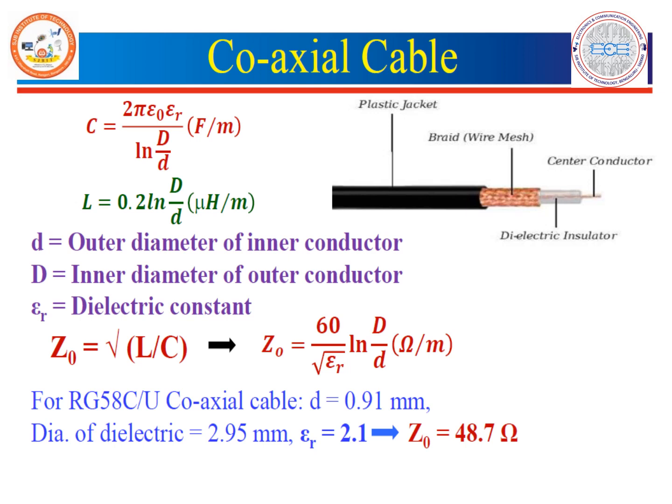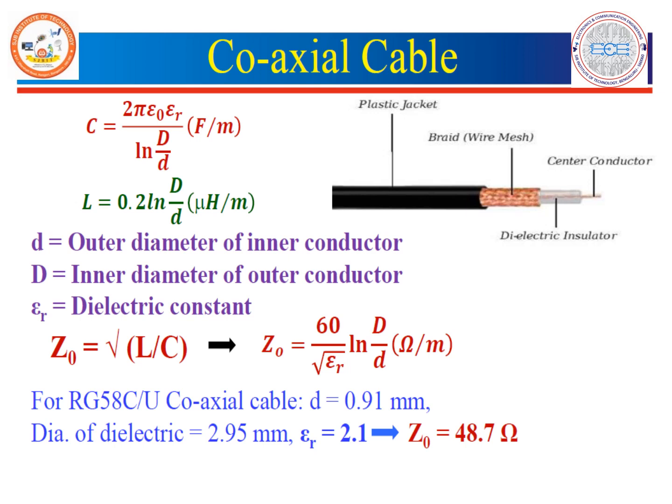Then if I want to evaluate the Z0 value, the characteristic impedance of this cable, it is nothing but the square root of L by C under the lossless condition. You substitute the values of L and C, which we have got here, into this expression, which leads to the Z0 value as 60 divided by square root of epsilon r into ln of D by d, which is again measured per unit length, ohms per meter.